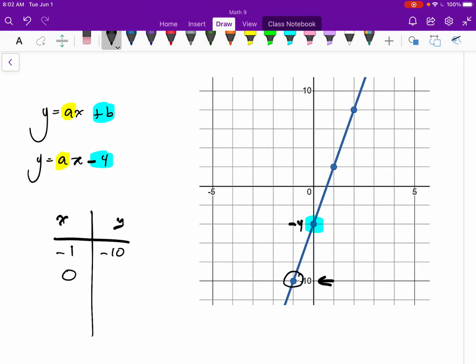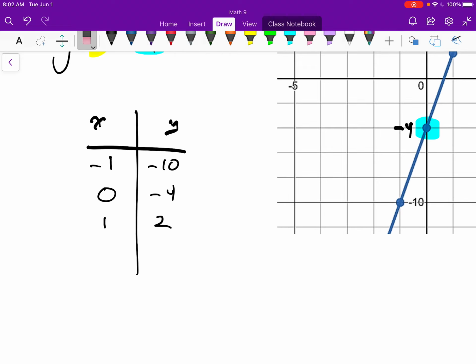Then when x is 0, y is -4. Honestly, that's all I really need to pay attention to, but I'll write one more down. When x is 1, y is +2. Look at that point right there. And again, I've got to be careful to always pay attention to the scale of the graph. In this case, my y-axis is going in 2s, but my x-axis is going in 1s.